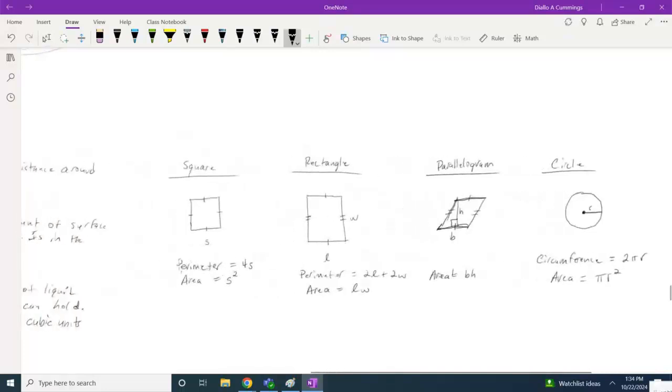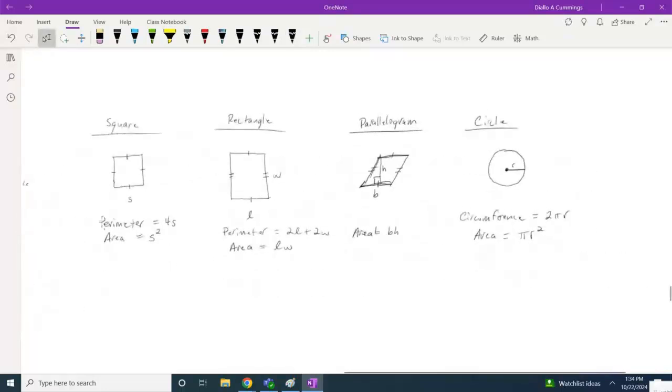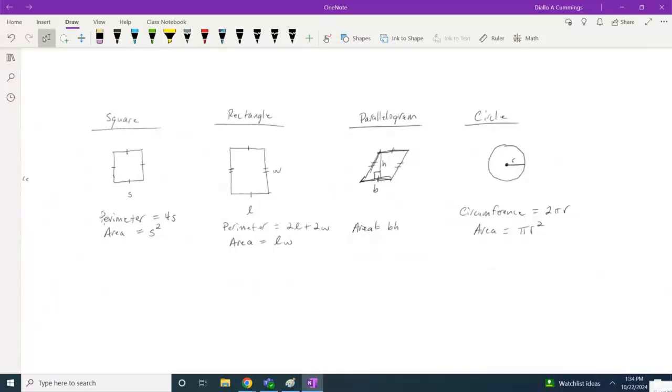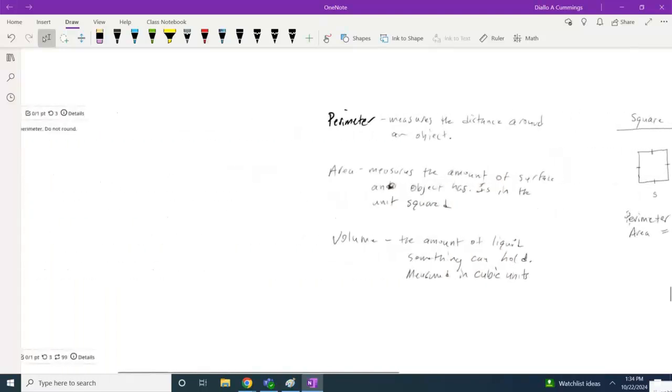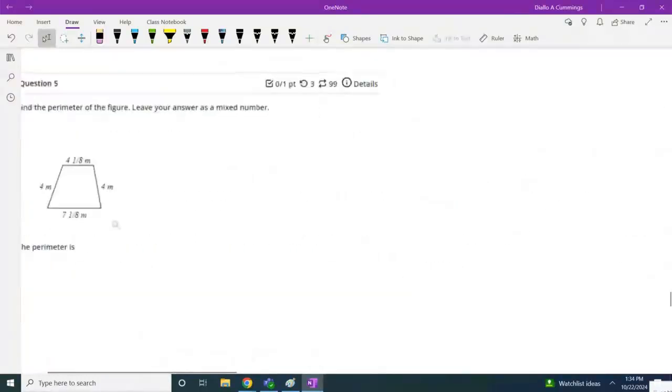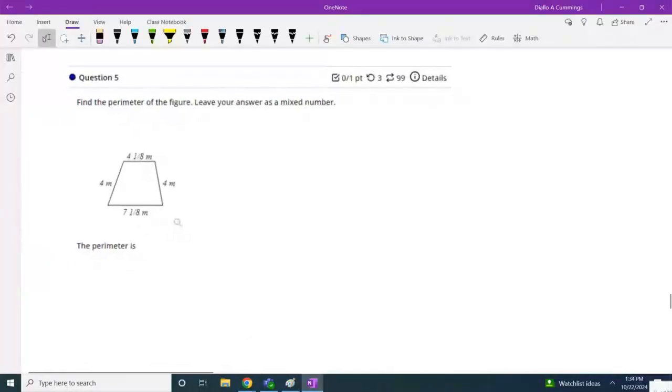So in the first couple of sections, these are the geometric shapes we're dealing with. All right, so now let's take a look at some examples. This is problem number 5 from 4.1, and it says find the perimeter of the figure, leave the answer as a mixed number.